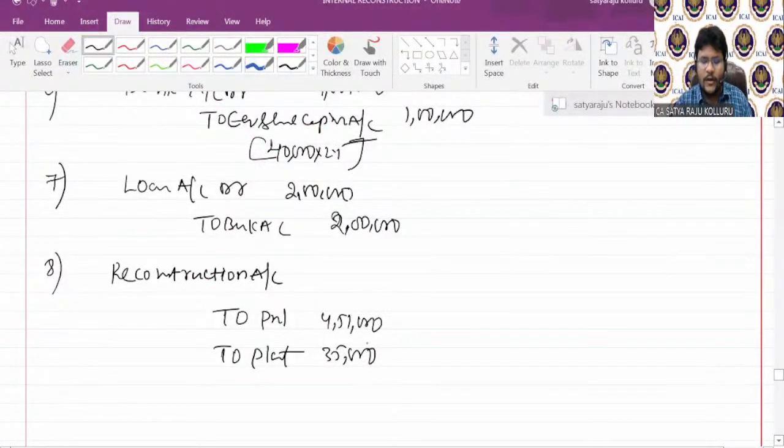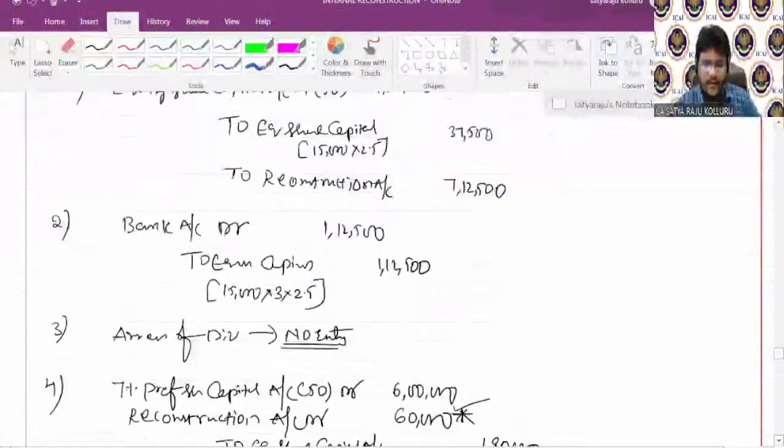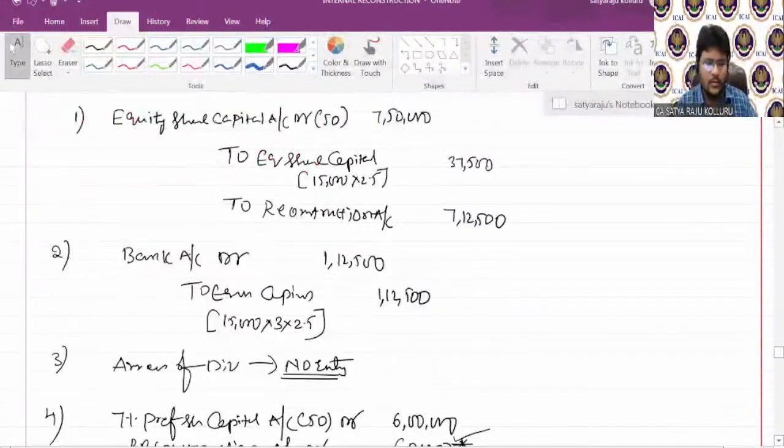Now, all of you, please cross check. First, let me see how much balance is there with me under reconstruction account. Point number one, that is the first entry. All of you, please start with a calculator. How much balance is there under reconstruction account? I'm going to calculate.